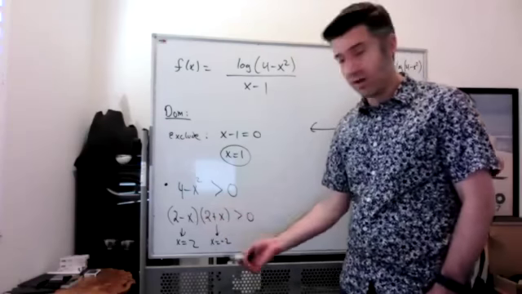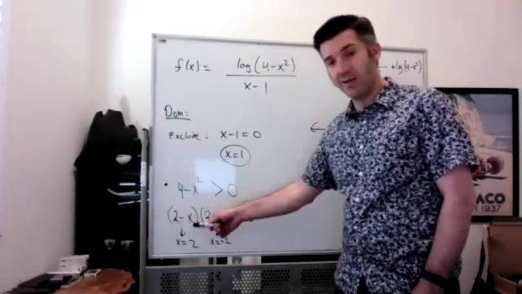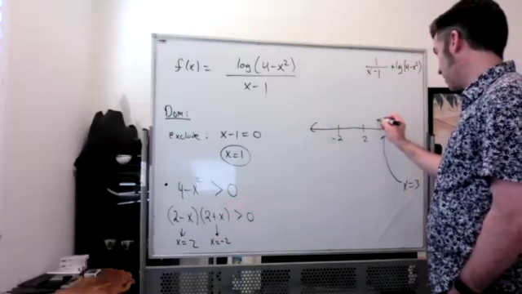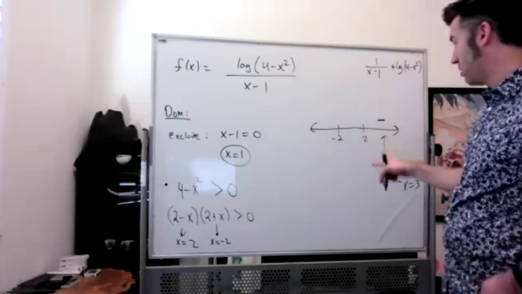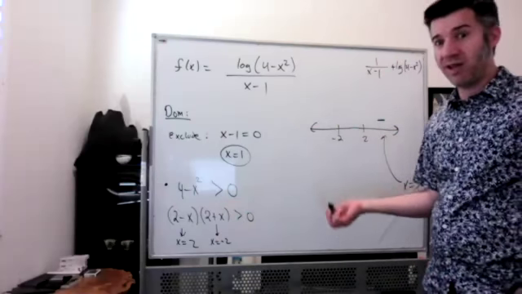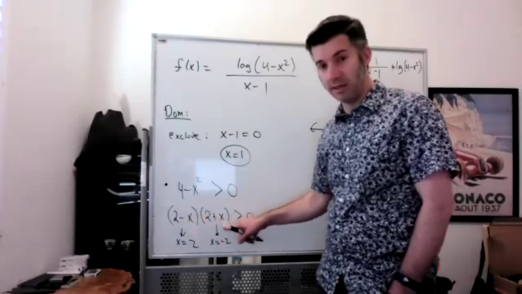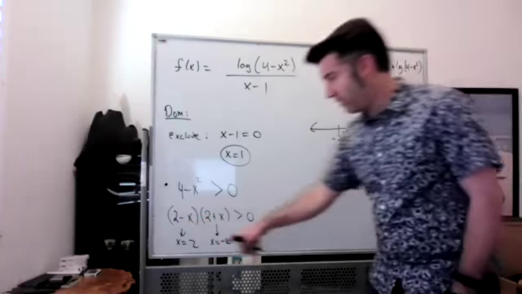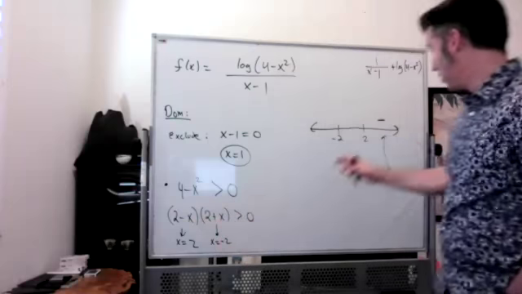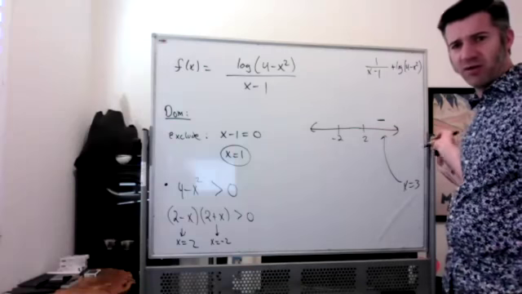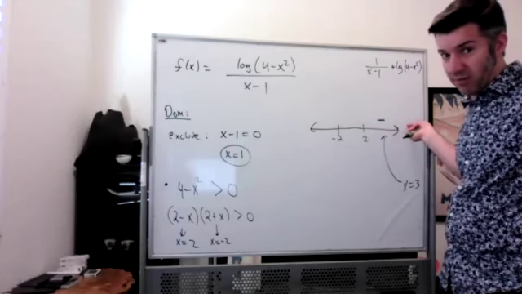If I plug in 3, 2 minus 3 is negative, 2 plus 3 is positive, and a negative times a positive is negative. So when I pick a number over here, it's negative. And I could have picked anything. I could have picked 3, I could have picked 3 billion. 2 minus 3 billion is negative, 2 plus 3 billion is positive, and a negative times a positive is negative. Basically, once you've found the things that make it 0, if you're fully on this side of 2, it can't ever equal 0 over here. So it's either always positive or always negative.